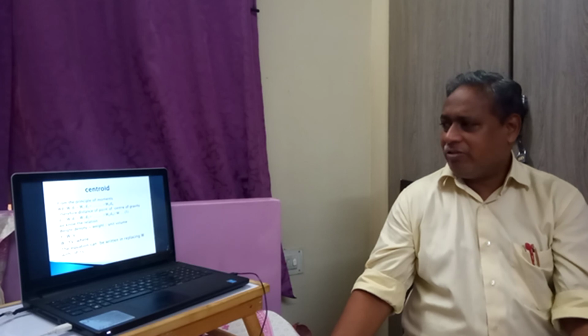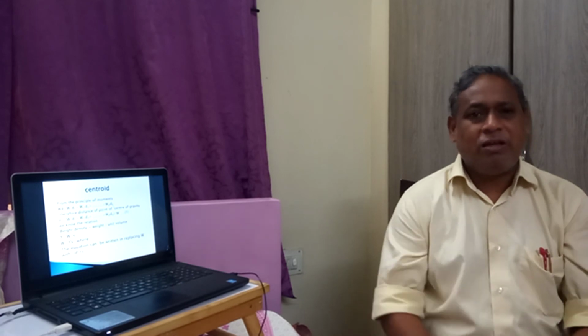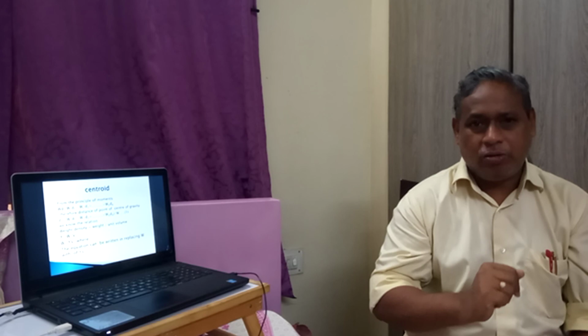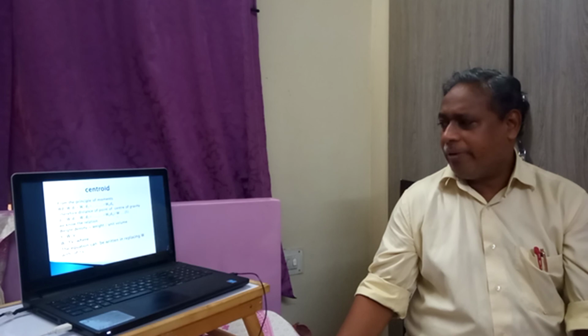That is why here, from the principle of moments, we have seen W D is equal to W1 D1 plus W2 D2 up to W8 D8 in our previous example, where we found the center of gravity for the three-dimensional body. Therefore, the distance of the center of gravity D is equal to W1 D1 plus W2 D2 plus W3 D3 and so on, divided by W.